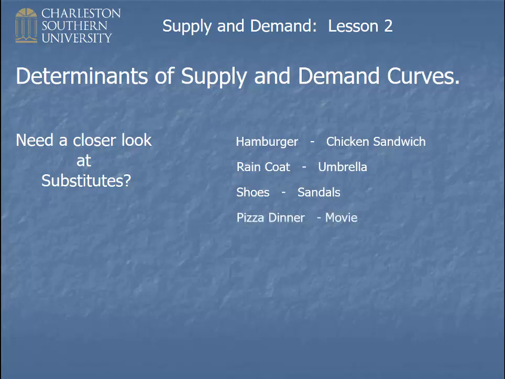What about a pizza dinner and a movie? Well, if you're really hungry, a movie is not a substitute for a pizza dinner. But if you're looking for something to do on Friday night, a pizza dinner or a movie could be very good substitutes. So these things are kind of different from each other, but I hope you can see that in certain situations they could be substitutes. Aluminum and steel. Again, there are certain applications where aluminum and steel are not substitutes, but there are many applications where they are. So they're substitutes some of the time, but not all the time.